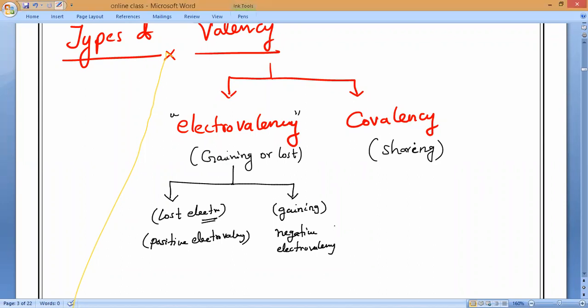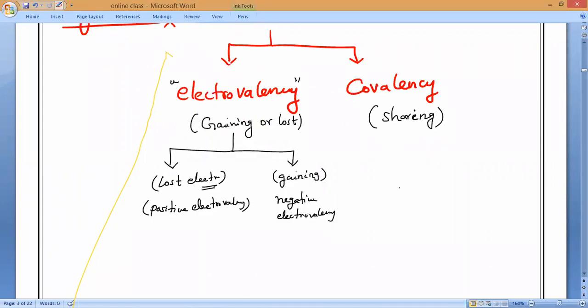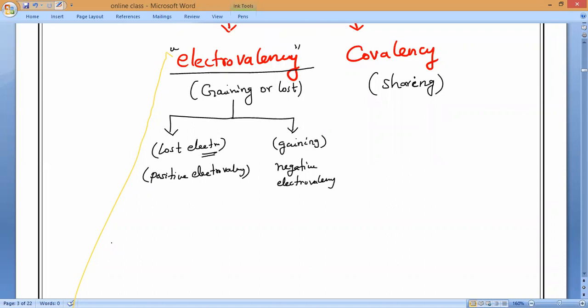Yes. So please make it. Now we will go with the first one, that is called electrovalency. So write the first one. Clear, completed? Write it and we'll go with the definition next. That is electrovalency.